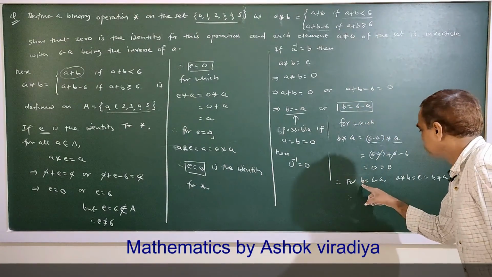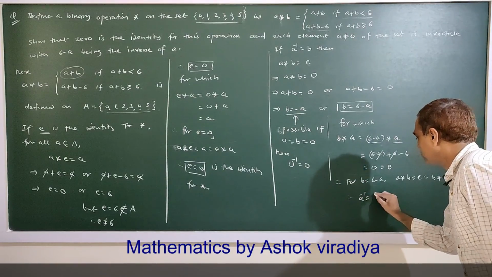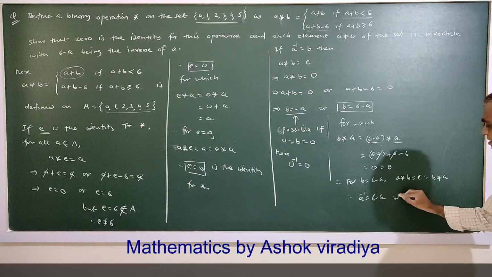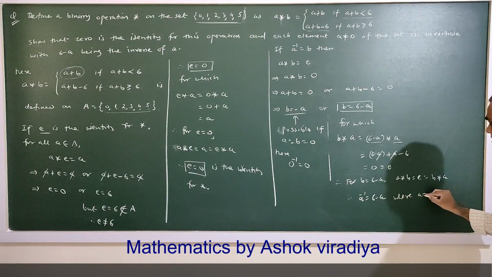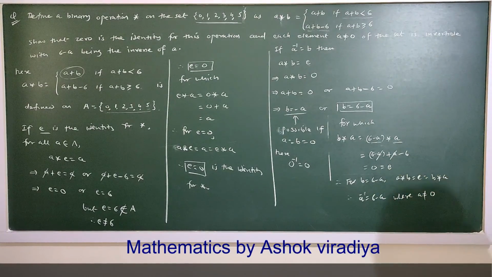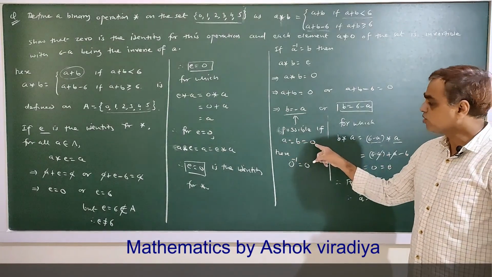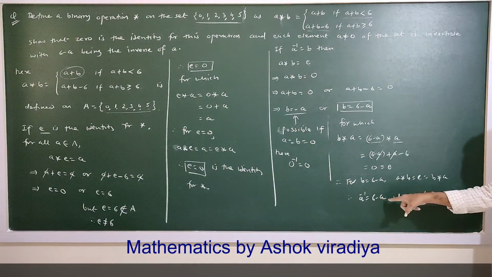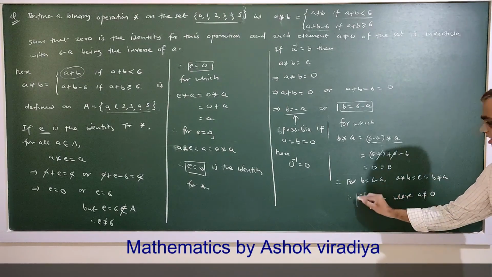Therefore B is the inverse of A, where A is a non-zero element, because here if A is 0 then its inverse is 0, but if A is non-zero its inverse is 6 minus A. So the result is true.